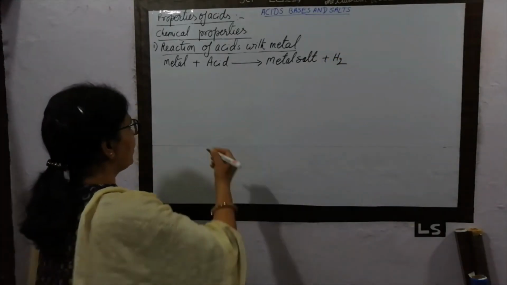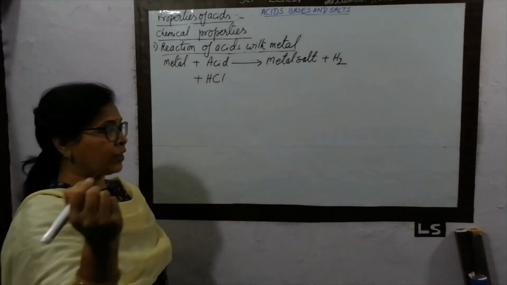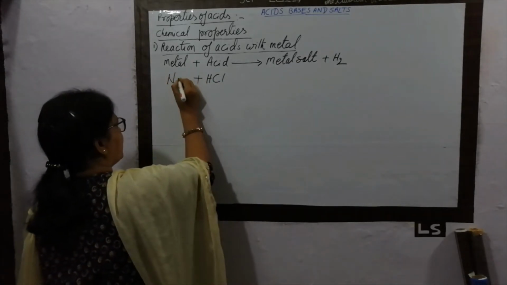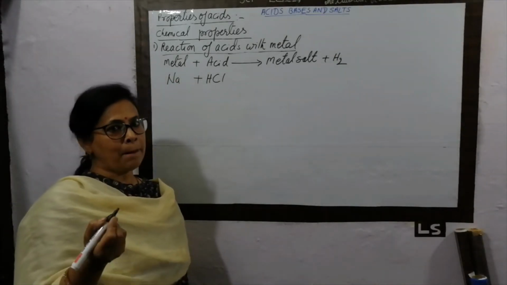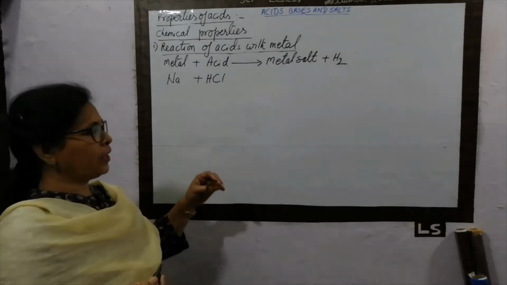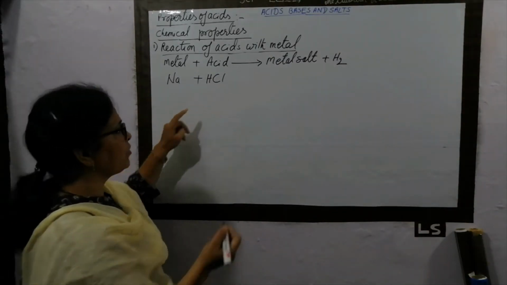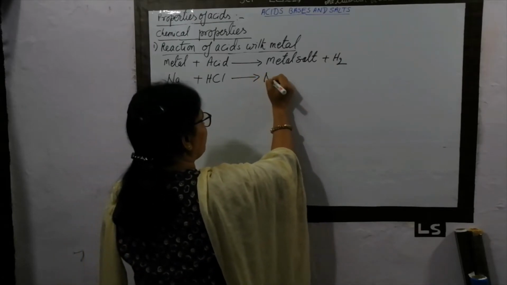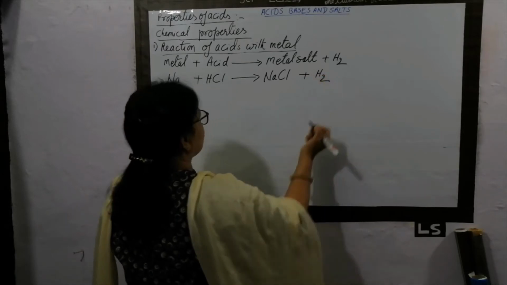Take the example of an acid, HCl, hydrochloric acid. That is a man-made acid, strong in nature. When it reacts with a metal like sodium, you know very well the ionization of sodium is +1, so it is very easy to make the equation. Sodium has the positive charge, chlorine has the negative charge. So what metal salt is formed here? That is NaCl, common salt. And in this process, hydrogen is released.